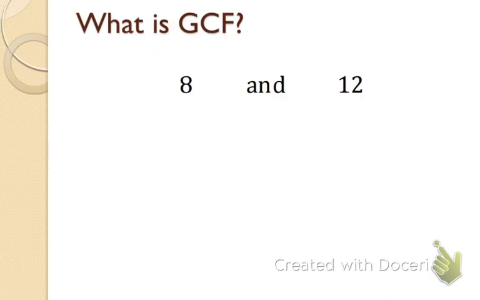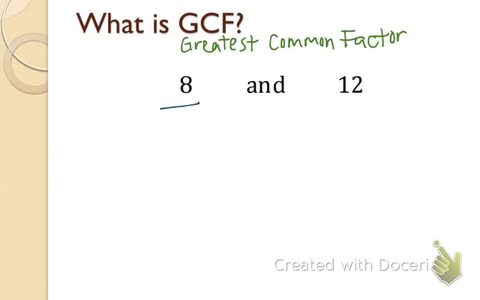So for today's lesson, something you need to know or be familiar with is GCF. You're probably wondering, okay, what's GCF? And it's the greatest common factor. So what that is, okay, so we have an 8. Factors of 8 are 1 and 8, 2 and 4. Factors of 12, we have 1 and 12, 2 and 6, 3 and 4.